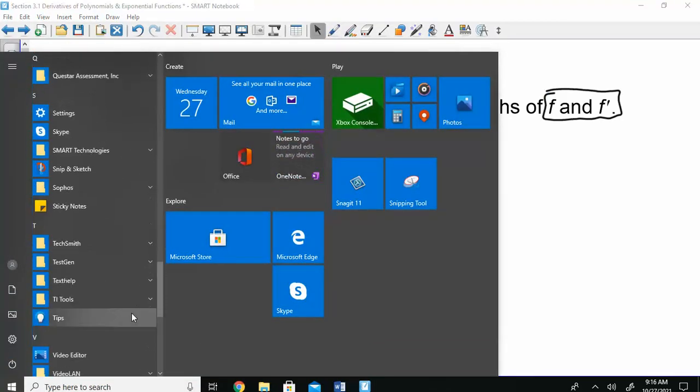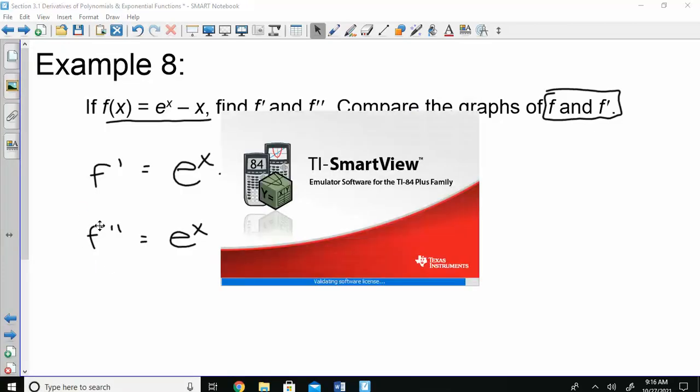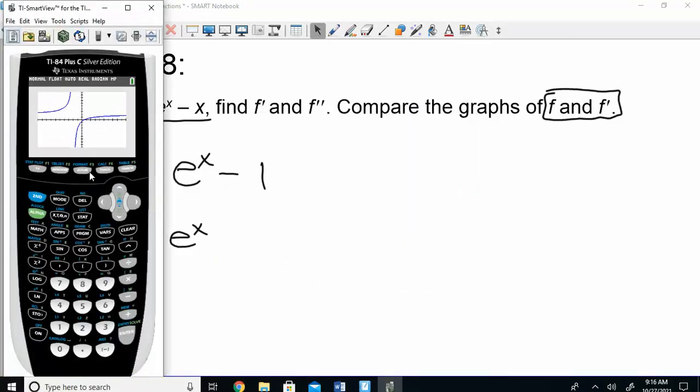So this is just kind of looking at our graphing calculator. We've talked about the graphs of derivatives, how they're related to the original, and we're going to just keep revisiting that periodically. So my original was e to the x minus x. And my first derivative was e to the x minus 1.